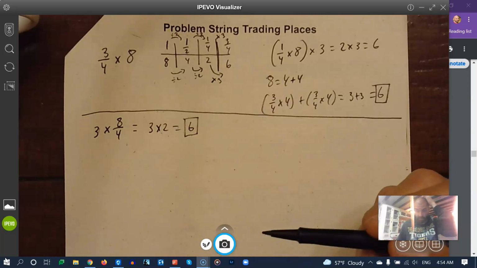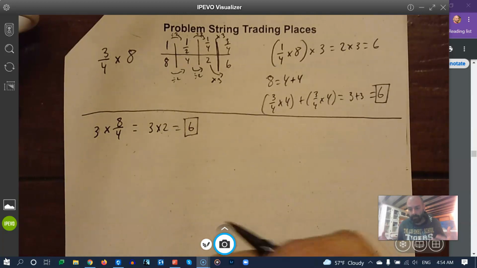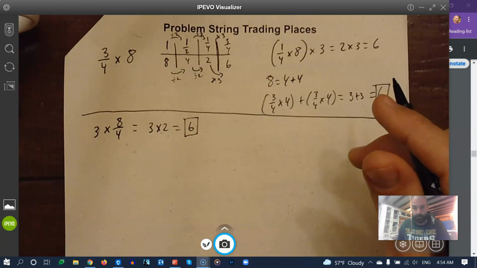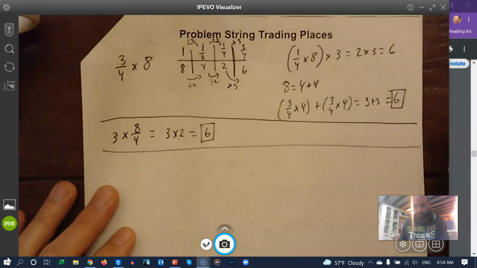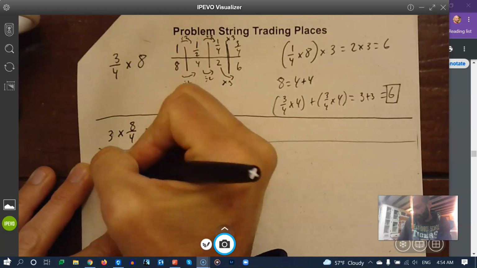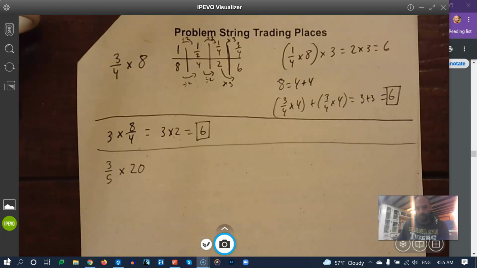This is skill 3, something we're not going to specifically work on too much, but all of the work we're doing should be helping you to understand that when I multiply by a number less than 1, I'm going to get an answer that's less than what I started with. All right, are you ready? Now thinking about what we just talked about, what is 3/5 times 20? Pause and solve.